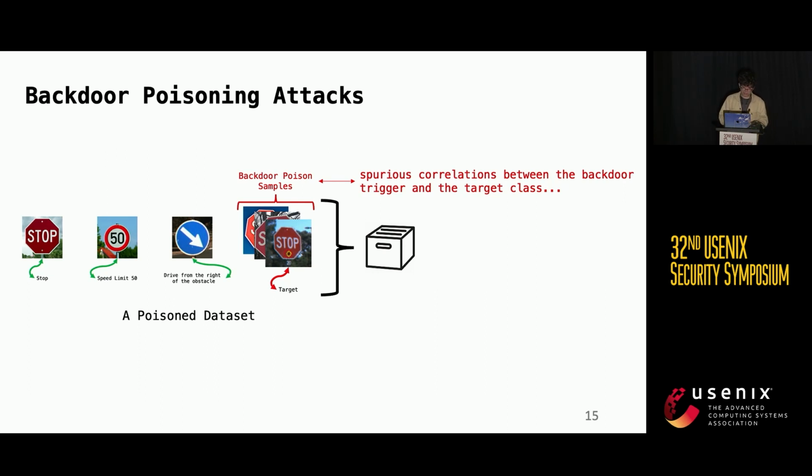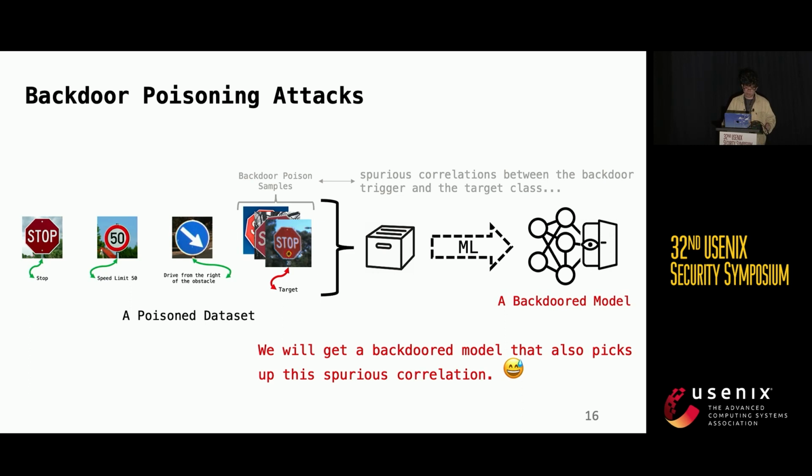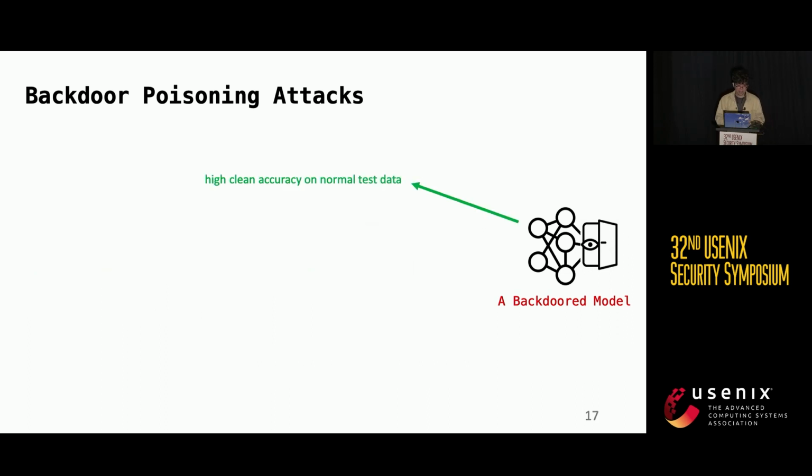If you train a model on such a poison data set, empirically we find that at the end of the day, we will get a backdoor model that picks up both the benign correlation and the backdoor correlation, the spurious correlation between the backdoor trigger and the target class. This is called a backdoor poison attack.